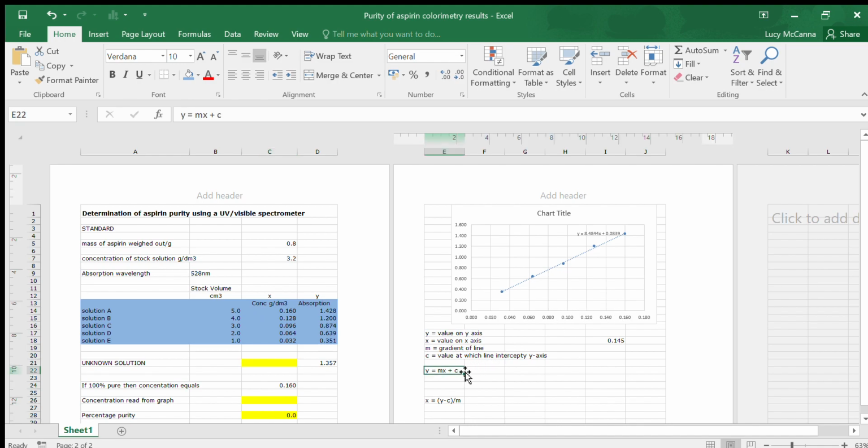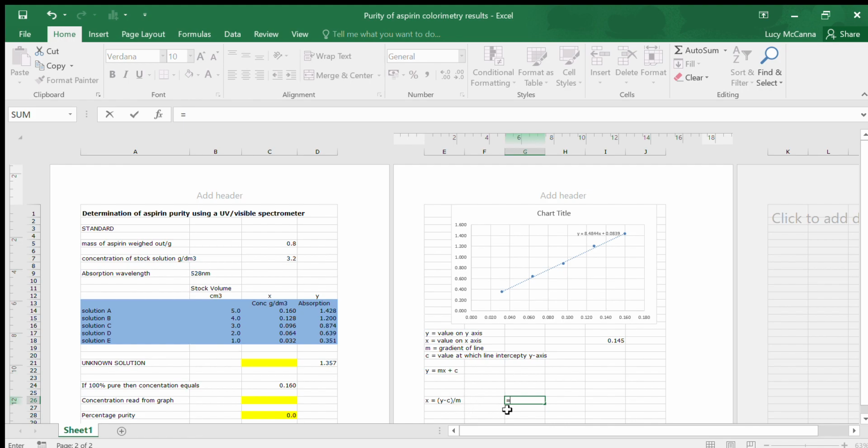So I've rearranged this for x, because actually we know all the other things. M and C are these numbers given in the equation, and we know the y value because we've got one here. This absorption is a y value. So we know y, we know C and M, those are in the equation. So we can solve this. So what I'm going to do is write this in as an equation in Excel. Whenever you do this, you always start with equals. That tells Excel that you're going to give it an equation to solve. And I'm just going to put in the values here.